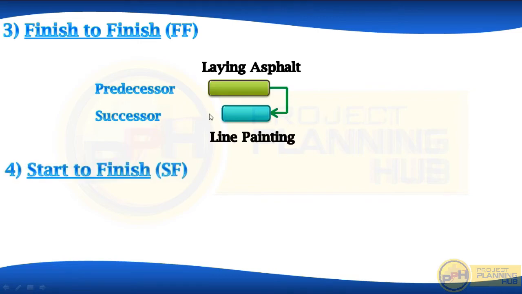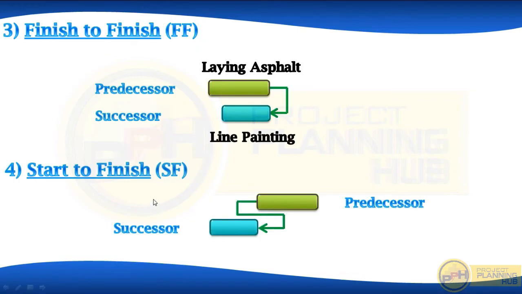Our last relationship type is start to finish, SF. Okay. Now, this relationship is very rarely used in our industry. In my career up to now, I didn't use this. I used all other relationships but not this. The logic of this relationship is that the start of the predecessor controls the finish of the successor.